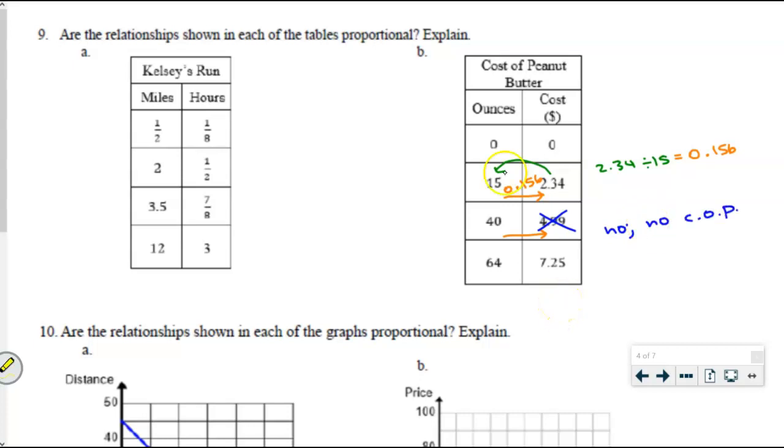So don't be fooled by this. Just because you see that it goes through the origin, this is hopeful. This makes us hopeful, but we still have to check for that COP.